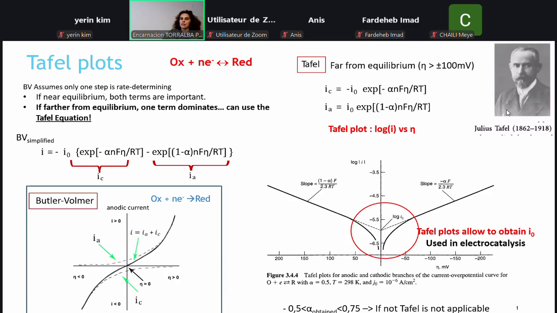Then the second course was more about just electrochemistry in only one electrode, and I explained a little bit more about kinetics. Sorry, we started with Tafel.